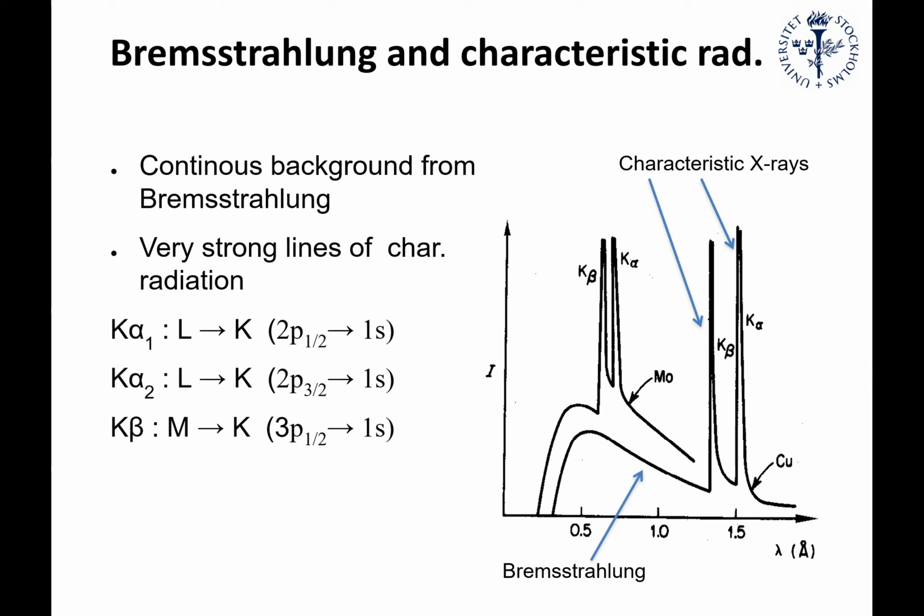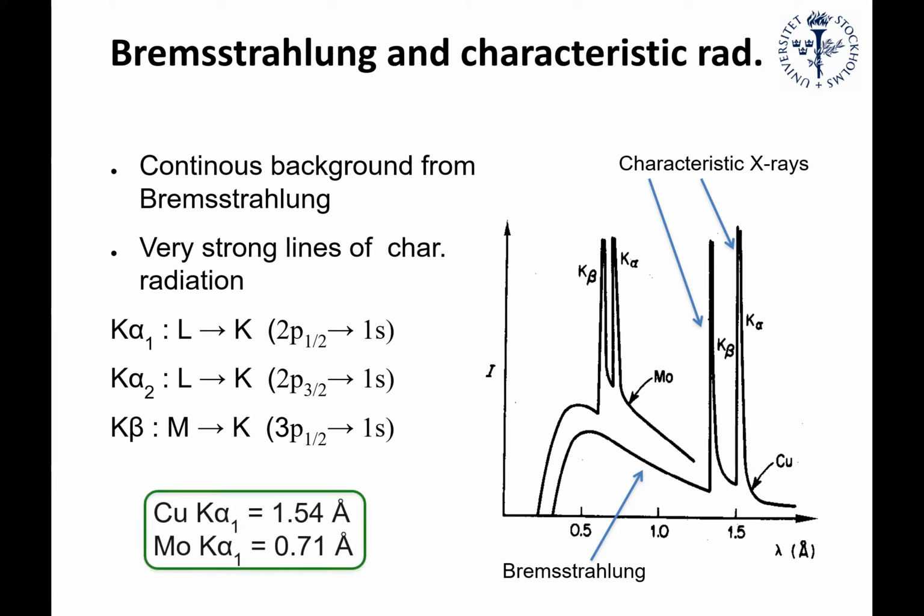Sorry, we've already talked a little bit about the K alpha and K beta. Probably the two most common sources of X-rays are copper and molybdenum. Copper K alpha 1 radiation has a wavelength of 1.54 angstrom. Molybdenum K alpha radiation has a wavelength of 0.71 angstrom. So you'll come across these two wavelengths very often, and it is good to recognize these two.